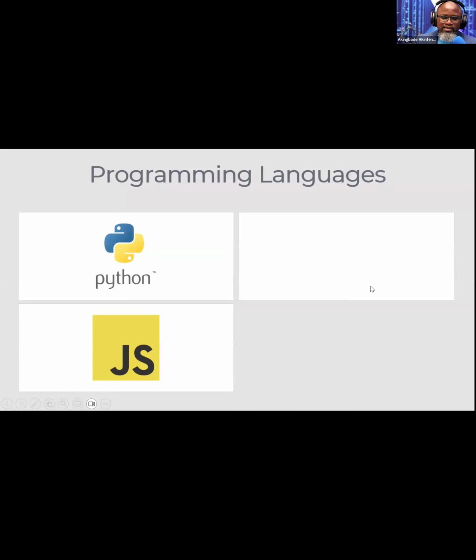Programming languages, ladies and gentlemen, let me just keep this simple. There are so many programming languages out there today, right? But at the minimum, I would like you to know Python, JavaScript, C plus. So let me just make you type.